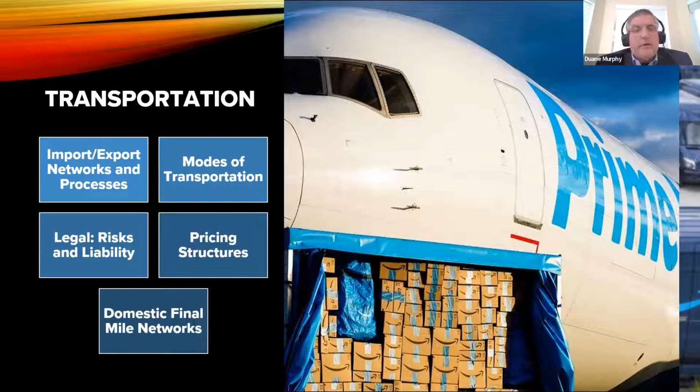Pricing structures. Each mode of transportation has its own pricing structures. They vary greatly, and we will be discussing them in depth. And one of the most revolutionary portions of the transportation industry is what's happening with the domestic final mile networks, getting the packages to your door. There is a revolution in the small package industry going on right now with UPS, FedEx, and yes, Amazon is in the picture as well.